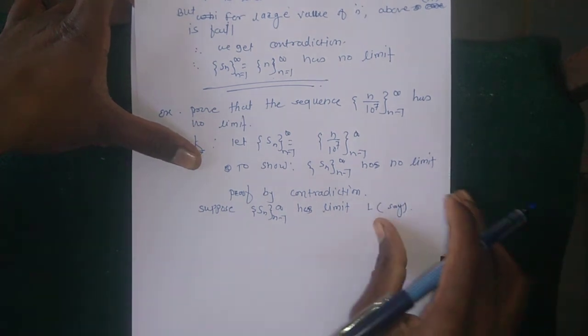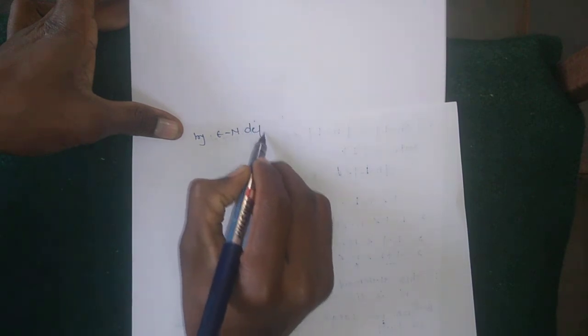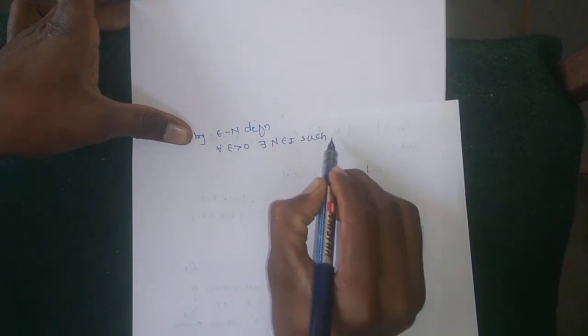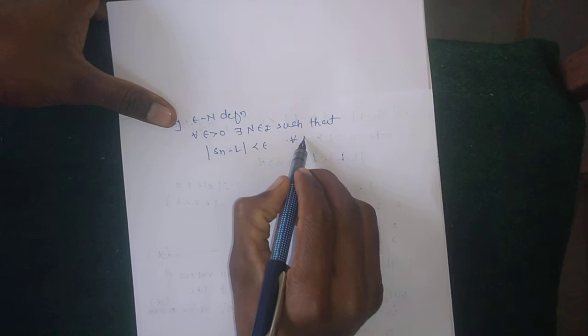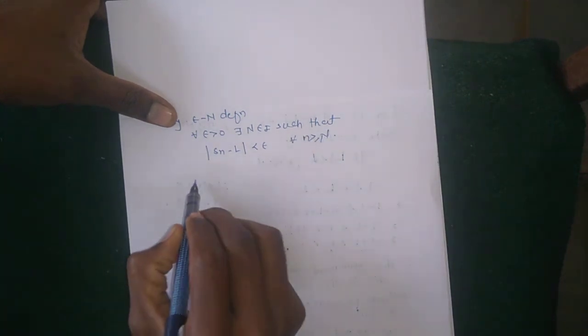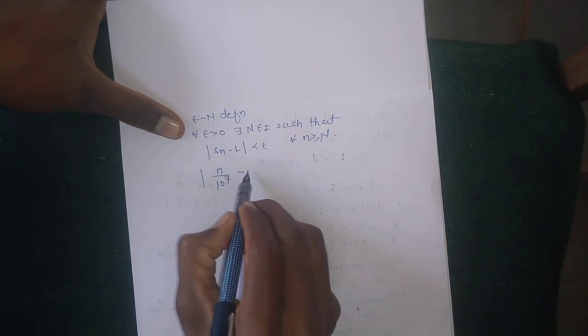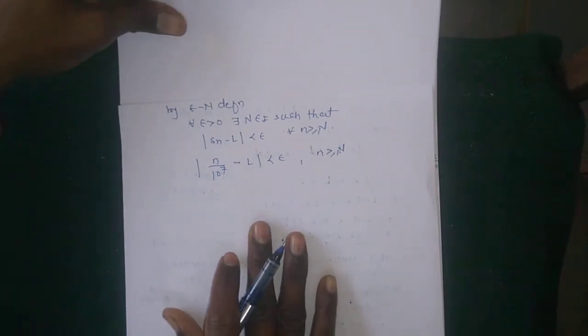Suppose that the given sequence Sn has limit L, then by the epsilon-n definition, for all epsilon greater than 0, there exists n belonging to I such that mod Sn minus L is less than epsilon for all n greater or equal to n. Therefore putting the value of Sn, n divided by 10 raised to 7 minus its limit L is less than epsilon for all n greater or equal to n.